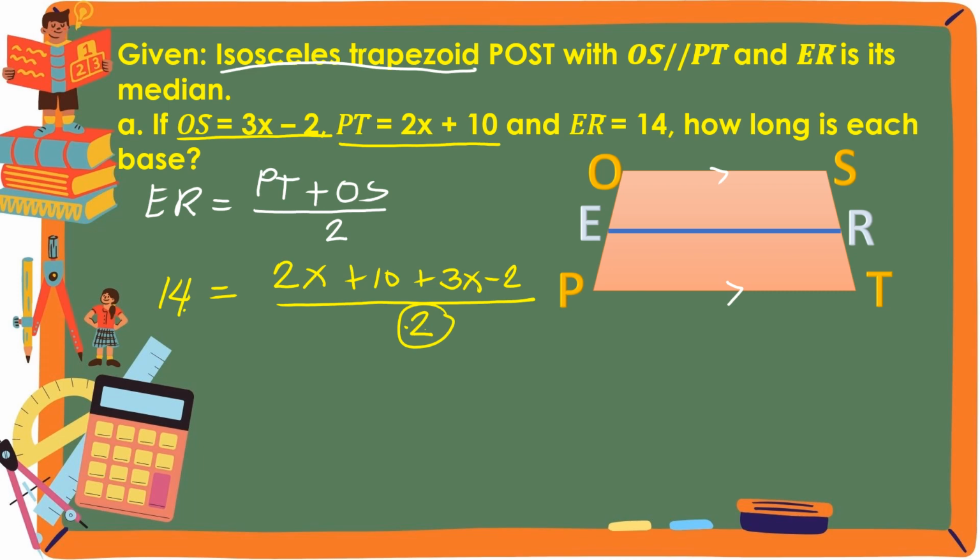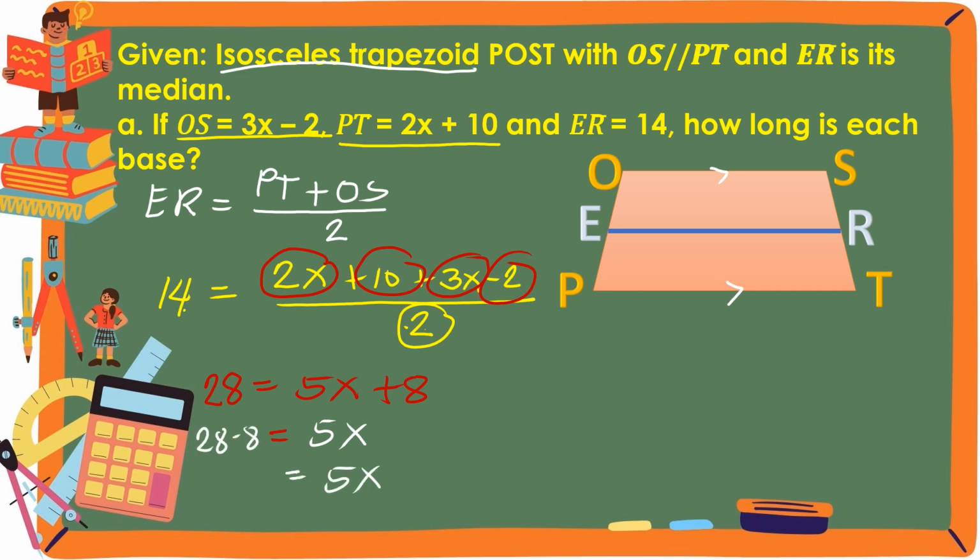So, ang ating magiging sagot ay 14 times 2 ay 28. Equals, you combine na like terms. So, 2x plus 3x ay 5x. Then, 10 minus 2 ay 8. Then, just solve for the value of x. So, 5x is equal to 28 minus 8.